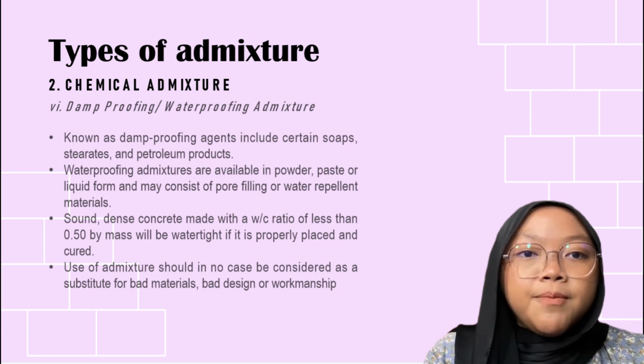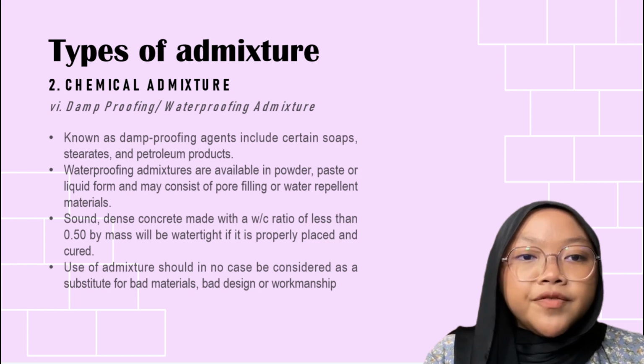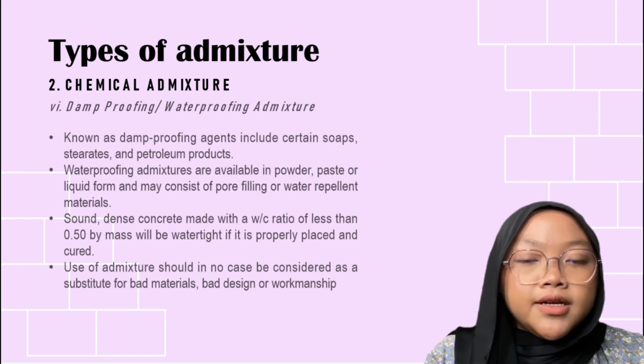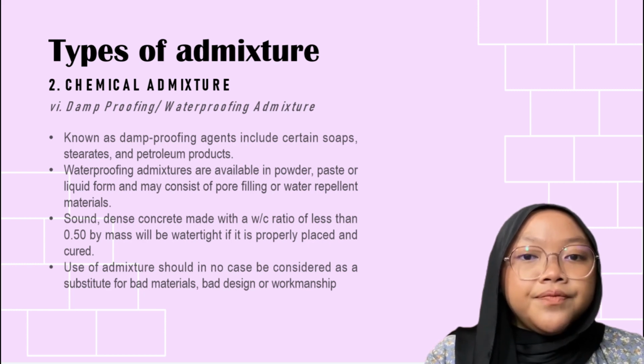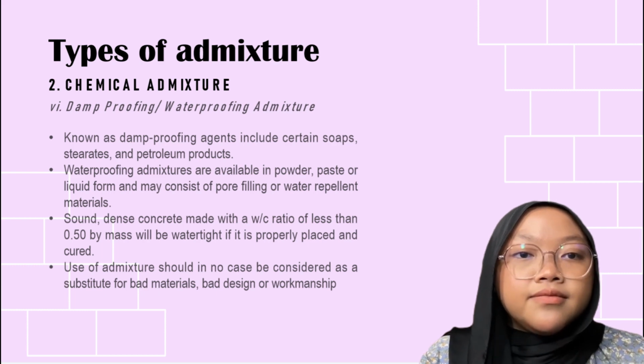In addition, damp-proofing or waterproofing admixtures. Known damp-proofing agents include certain soaps, stearates, and petroleum products. Waterproofing admixtures are available in powder, paste, or liquid form and may consist of pore-filling or water-repellent materials. Sound, dense concrete made with a water-cement ratio of less than 0.5 by mass will be watertight if it is properly placed and cured. Use of admixtures should in no case be considered a substitute for bad materials or bad design.